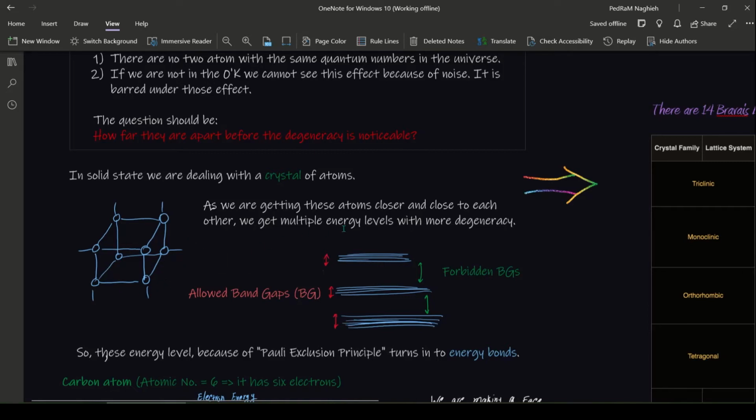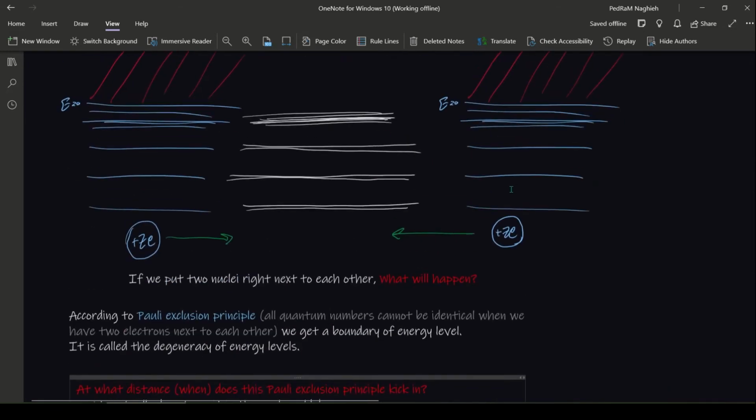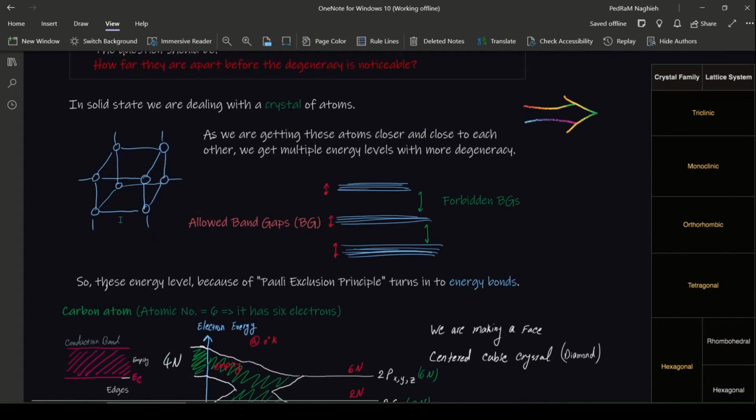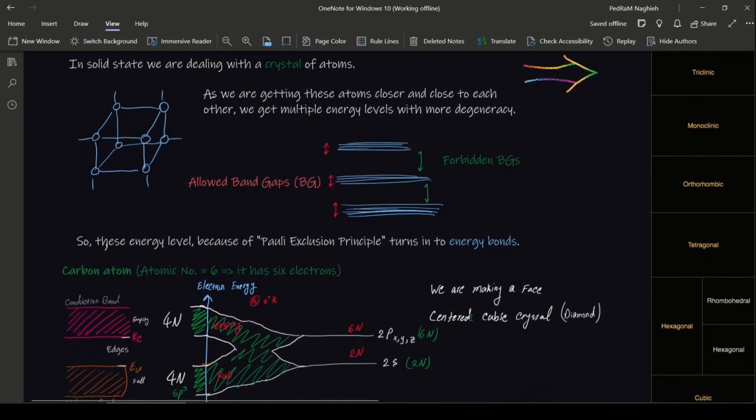As atoms get closer to each other, we get multiple energy levels with more degeneracy. So we have an allowed band gap and a forbidden band gap here. We get so many electrons near each other, and we have these band gaps of energy. By the way, we are looking at this, for example, like this, which is a space-centered cubic.